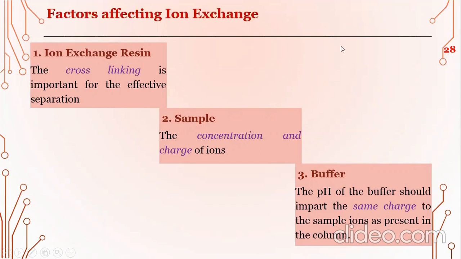So in the column, if for instance there is a positive charge, then the buffer in the sample should keep the same charge and not change it. The same charge is what is to be replaced, so the buffer should not affect it. So these three factors affect the overall experiment, the overall technique actually.